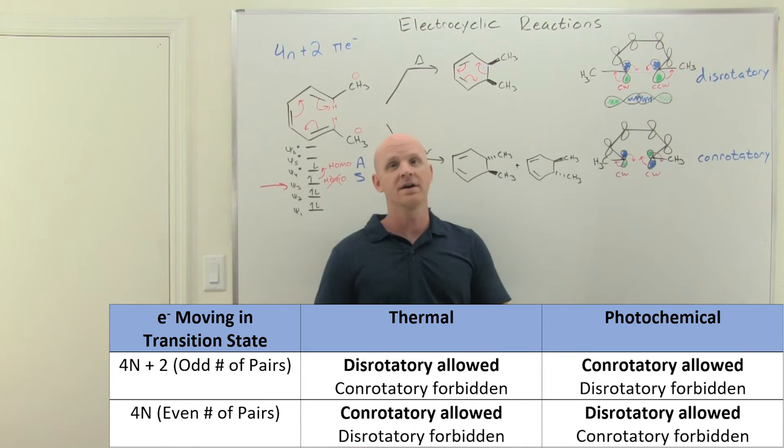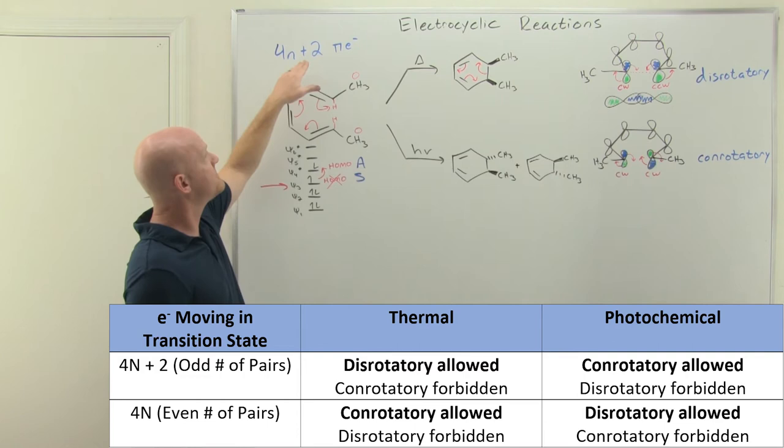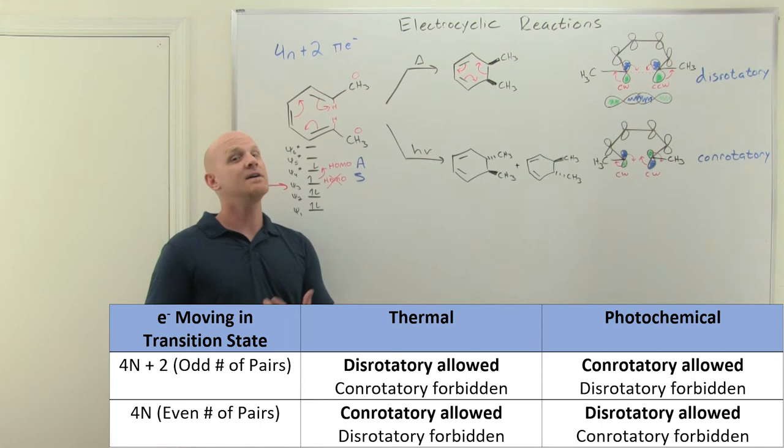Now these generalizations we've made are for 4n plus 2 pi electrons, numbers like 2 electrons, 6 electrons, 10 electrons. If you recall, an odd number of pairs is another way to look at that.